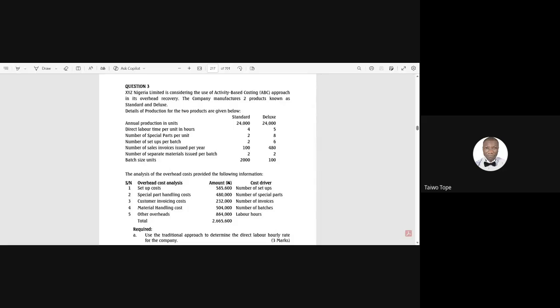It means that to produce one unit of Standard, you need two special parts. For Deluxe, you need 8 special parts. It means anything you see per unit is related to the total units produced for each product.